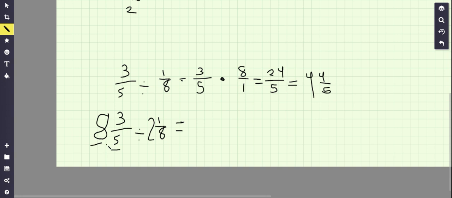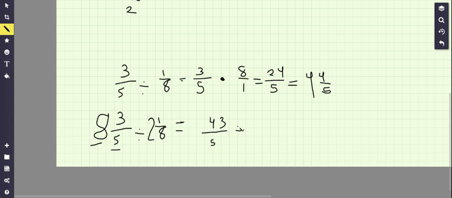So here we get 8 times 5 is 40, plus 3 is 43. We always keep the same denominator. Remember, you take the whole number in the mixed number, multiply by the denominator, and add the numerator. That's how we got 43: 8 times 5 plus 3. We don't change the denominator. We multiply the whole number by the denominator, add the numerator, and keep the same denominator like this.